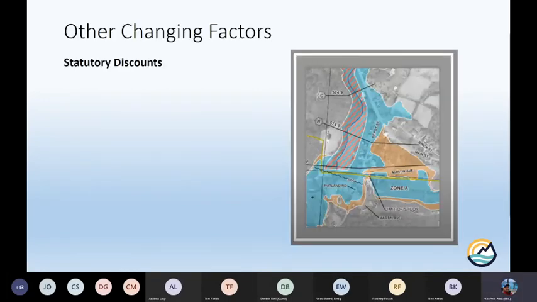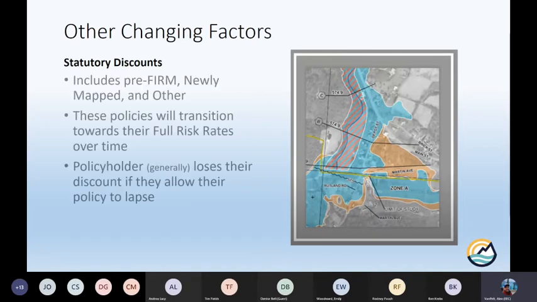There are some other factors with flood insurance and flood insurance rating that are going to be changing, and we're going to talk about that before we get into what this means for us as floodplain managers. So statutory discounts really aren't changing as a whole. The discounts we're talking about are pre-firm discounts, newly mapped discounts, and a couple of other ones. But primarily, FEMA is getting away from subsidizing these policies through these discounts.